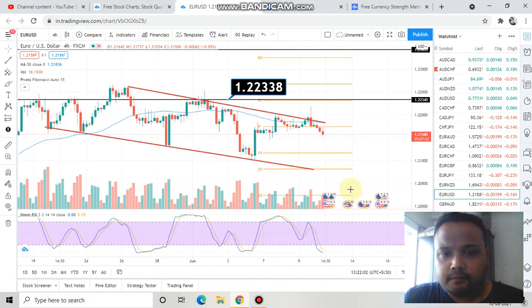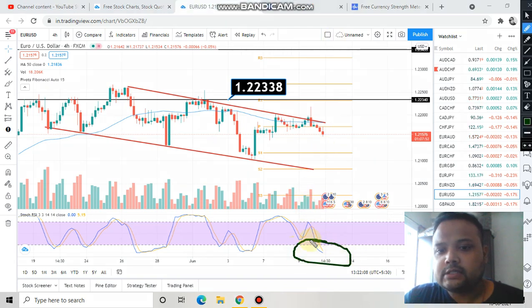And if we look at the stochastic RSI also, the stochastic RSI is indicating that Euro USD has almost reached the oversold zone.